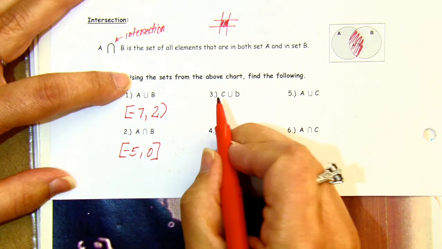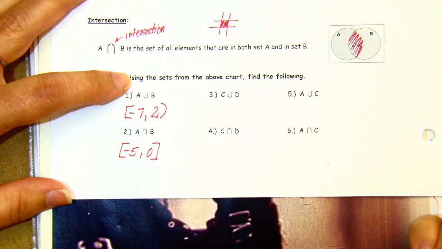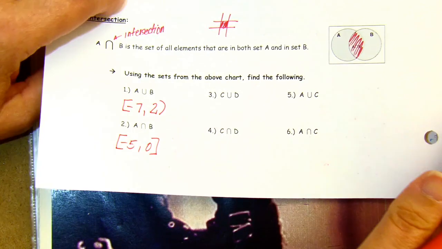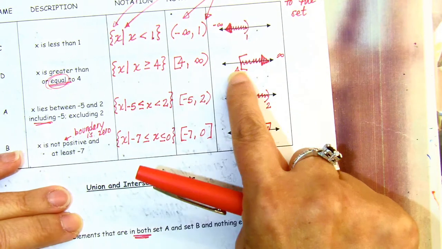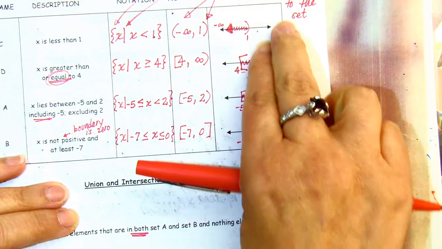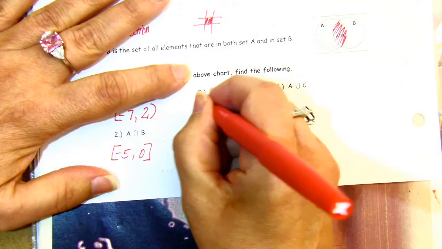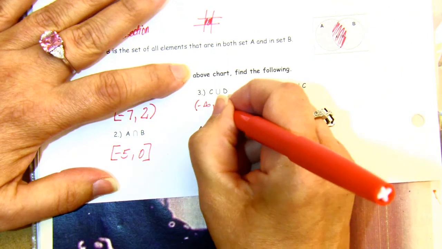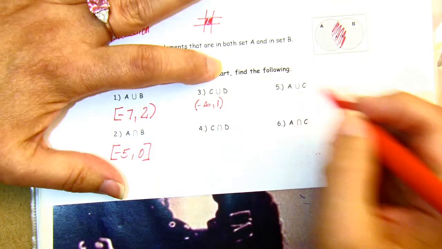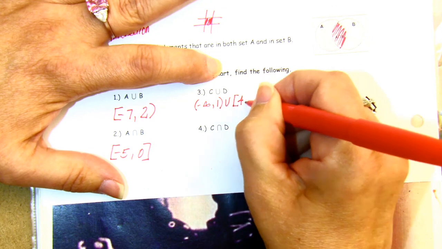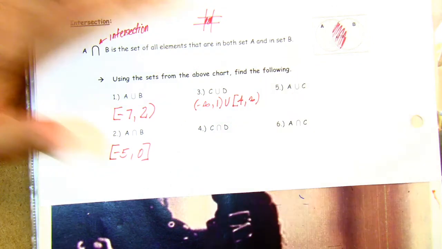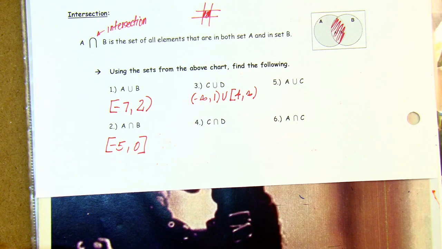The union of sets C and D. C and D are the top sets. So I'm going from, let's take a look at this, -infinity to 1, and then 4 to +infinity. These two sets don't share anything in common, but I could still write the union of the two sets. I just have to write it like this. From -infinity to 1, remember there was a parenthesis, so we have to keep that, in union with 4 to infinity. And that's how you write the union of two sets that have no elements in common.